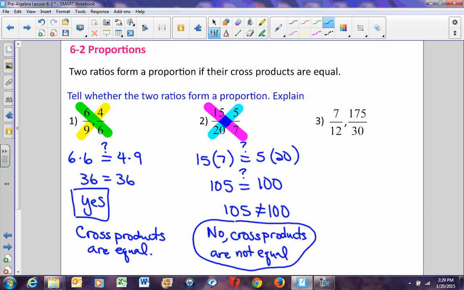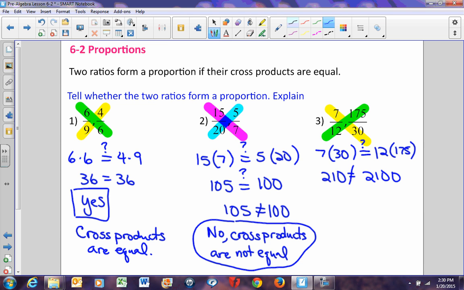Last one, 7/12 equals 175/30. Okay? And you're like, I'm not really sure. That's a really big number. Well, let's find out. So if you look at this, 7 times 30, does that equal 12 times 175? My brain is beginning to say probably not, because I'm thinking 175 times 12 is going to be a really large number, and 7 times 30 is only 210. 175 times 12 is 2100. So no, those are not equal. So that does not form a proportion because cross products, again, are not equal.